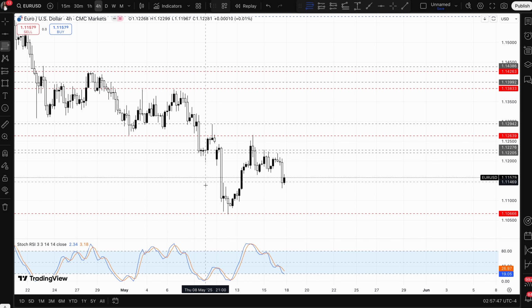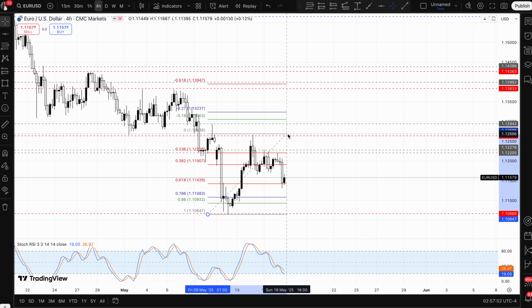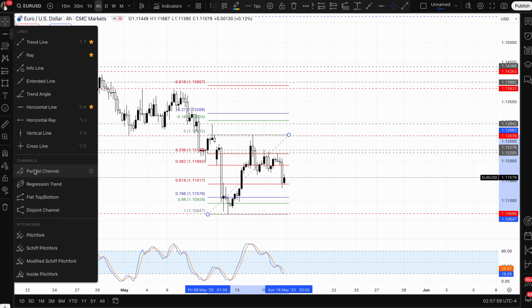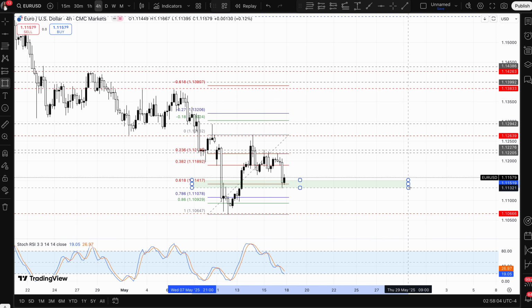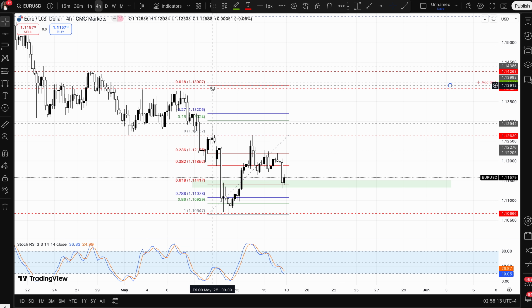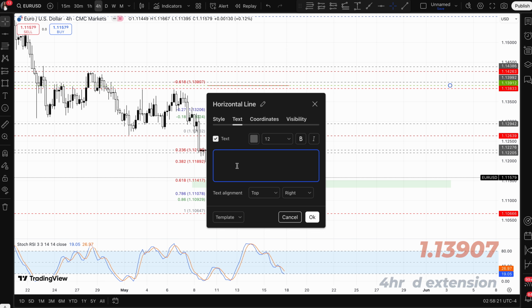So I'm going to take my fib. I'm going to draw from the low to the high, right? It's not exactly perfect, but from the low to the high, price came to this Friday, came to, I'm looking for my rectangle tool, the 618 zone. Sweet spot, right? So theoretically, my D extension sits just above daily resistance at 113.907. So I'm going to call this my 4-hour D extension.